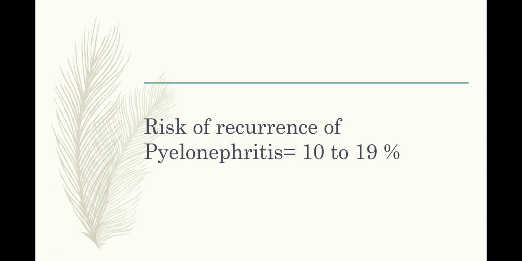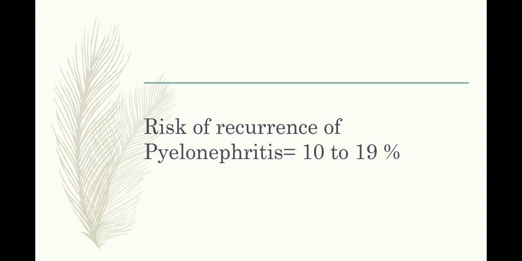Now the third one is the risk of recurrence of pyelonephritis, that is 10 to 19%. You can see that this percentage is also between 10 to 19%. Whenever you memorize some important thing for the exam, it is very good practice to revise the previous things along with that as well, so that important points sit in your mind in a proper way. Like we are saying that the risk of recurrence of pyelonephritis is 10 to 19%.